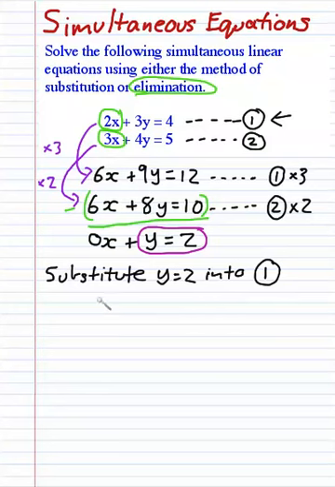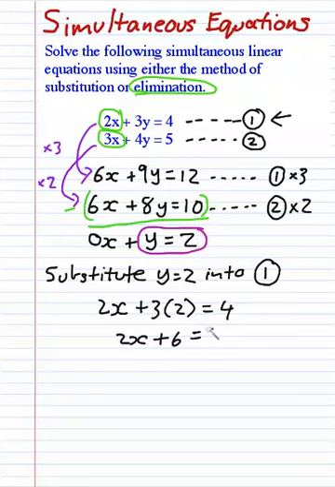Okay, so what we have is 2x plus 3 times 2 equals 4. Now, it's just algebra now. 3 times 2 is 6. Subtracting 6 from both sides, we get minus 2. Dividing both sides by 2, we get x equals minus 1.